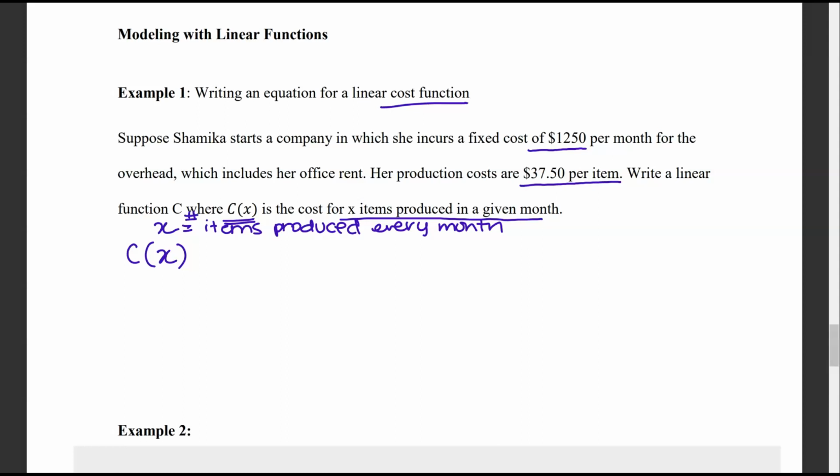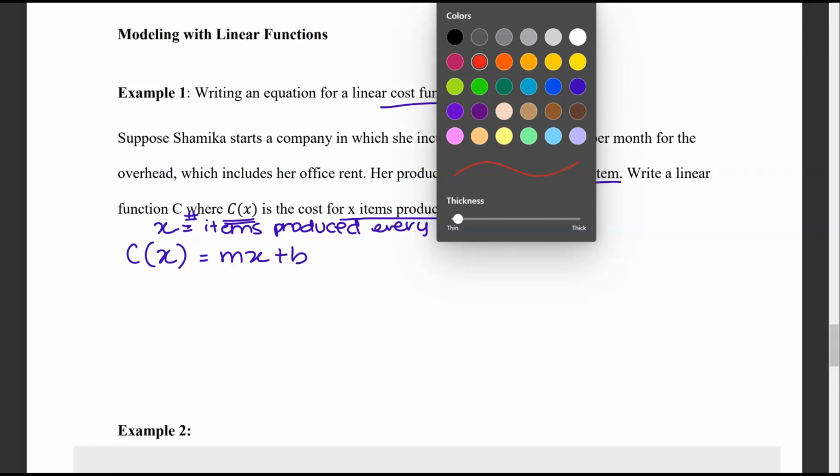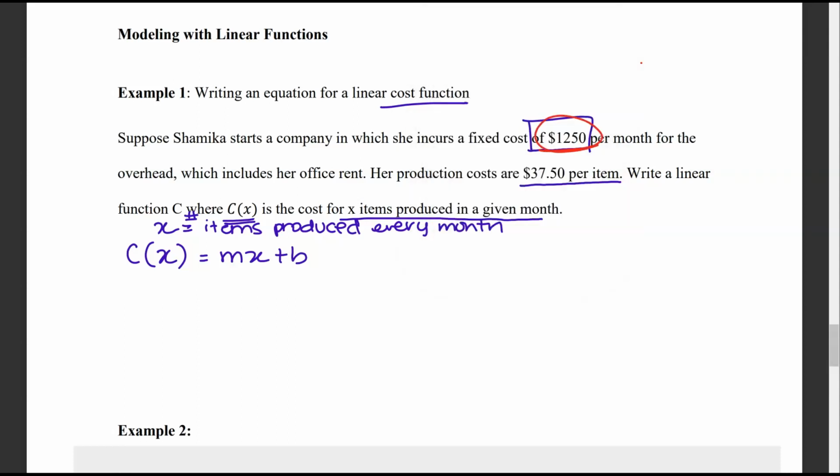So our cost function C of x is going to look like mx plus b. So we need to figure out what the m is and what the b is. Remember, b is also our initial value. So no matter how many items we produce, we have to pay the $1,250 because that is our initial value. That's our fixed cost up front. And so that ends up being our b value, again because that's the initial value.